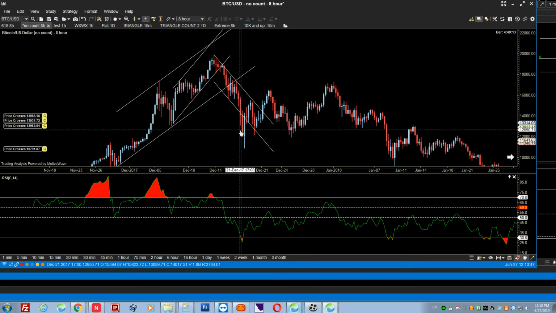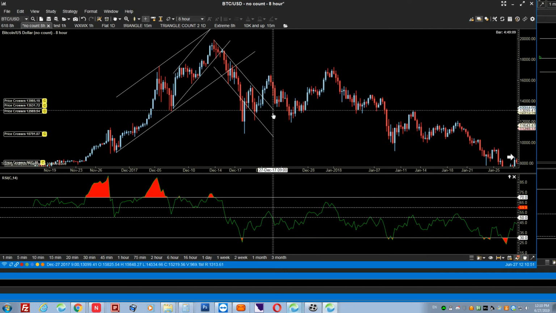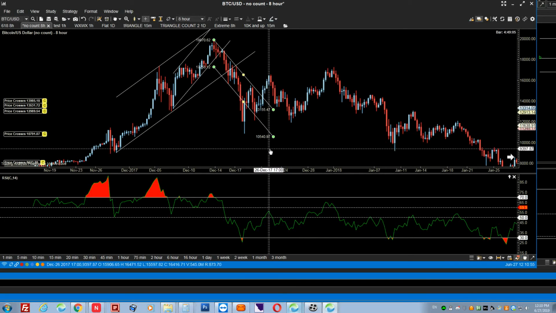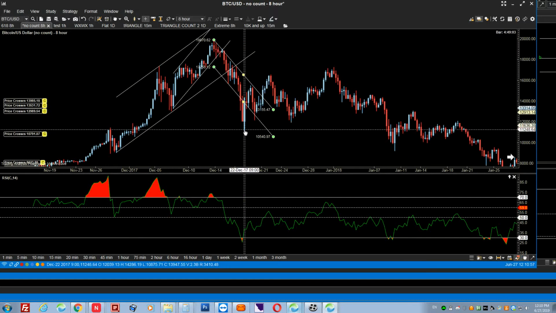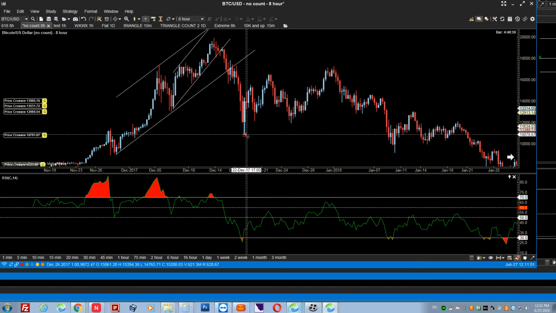I'm short, I got from here all the way to here, thank you, it's over. I have to wait for another trade, another signal that gives me a reason why I would short the market or why I would go long in the market.